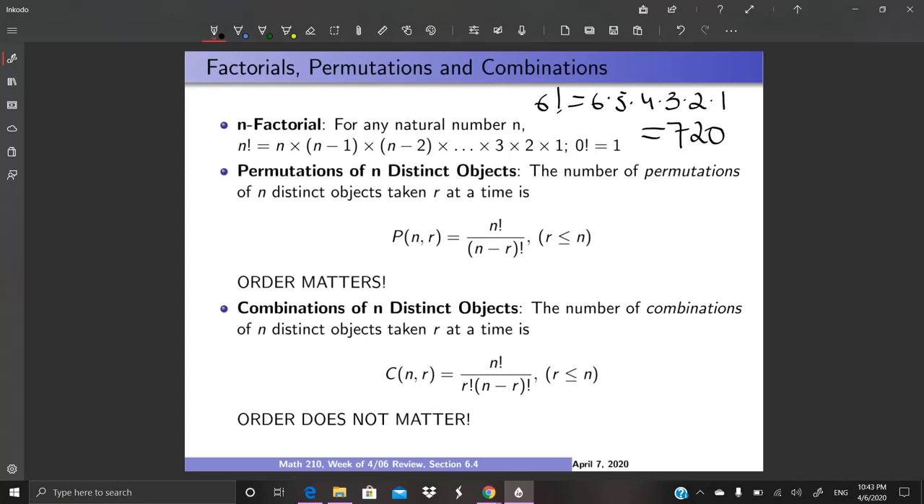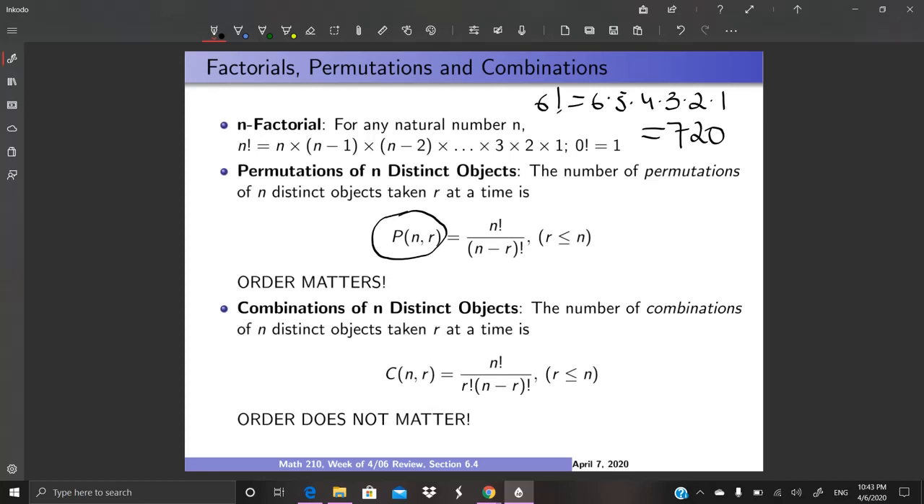Alright, so next definition here: permutations of n distinct objects. We say the number of permutations of n distinct objects taken r at a time is given by, we use this notation here, P(n, r), to mean exactly that, the number of permutations of n distinct objects taken r at a time. And so we take n factorial, which is defined above, divided by (n minus r) factorial.